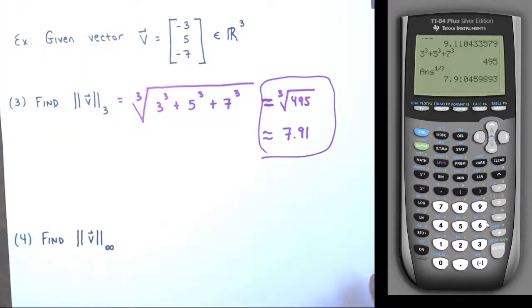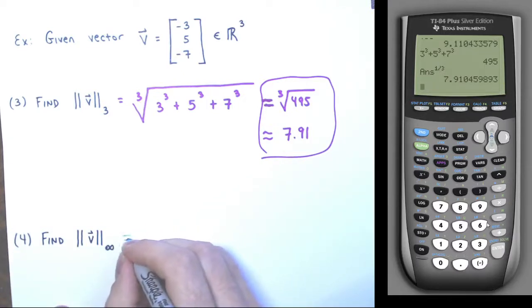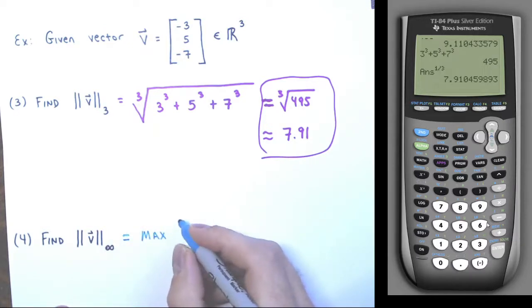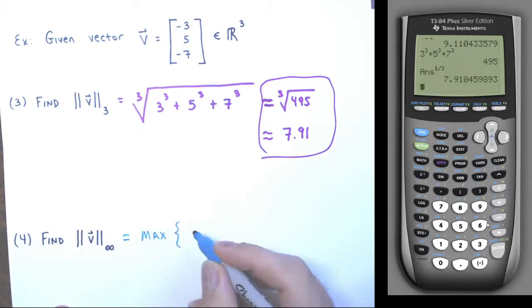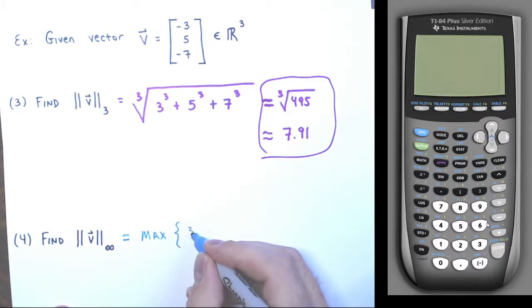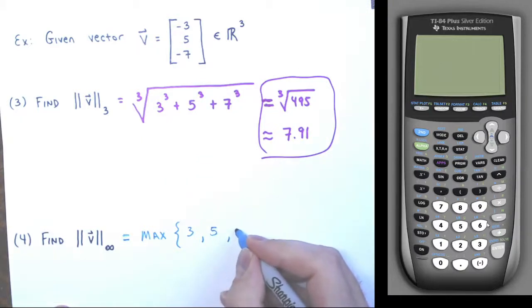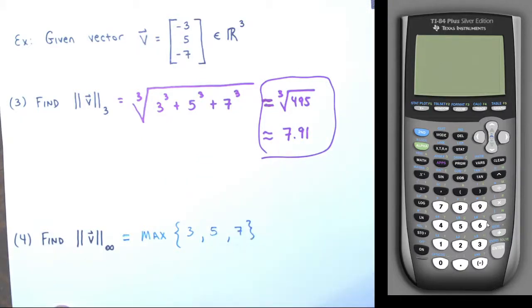Now this max norm, again, same vector. Let's find the max norm. Now remember, the max norm is the largest value, the maximum value of the absolute value of the first component, the absolute value of the second component, the absolute value of the third component. And it's that simple. What's the largest of 3, 5, and 7? 7.